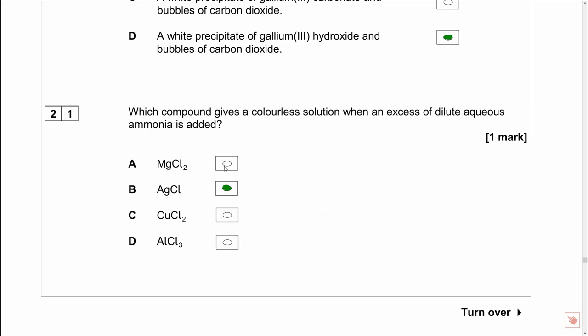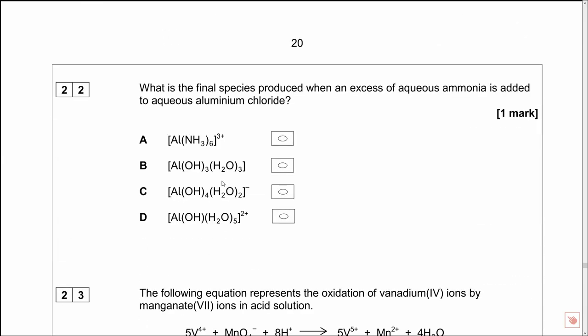Sorry, that one you'd get a white precipitate. This one you'd get a white precipitate, which wouldn't dissolve. That one, deep blue solution. Got to be the silver chloride.